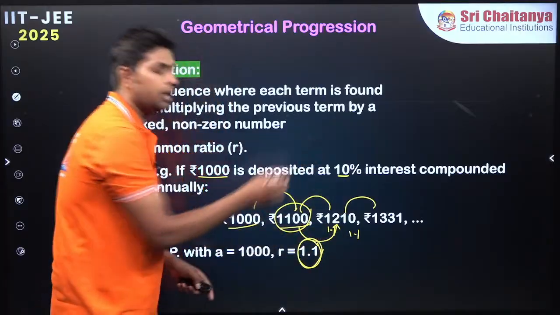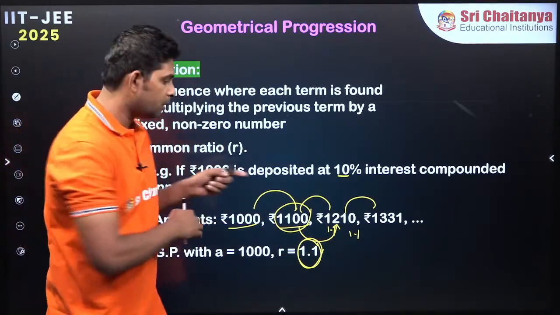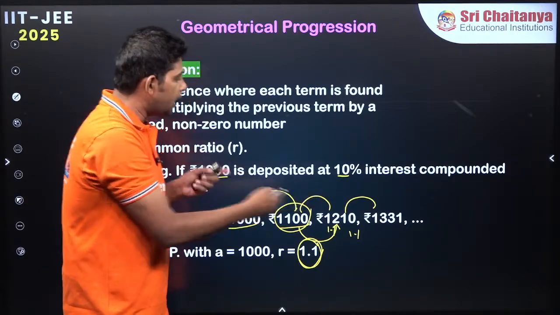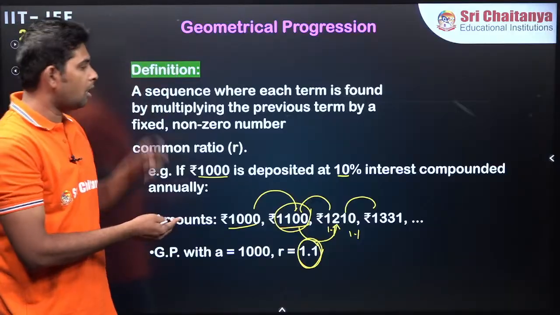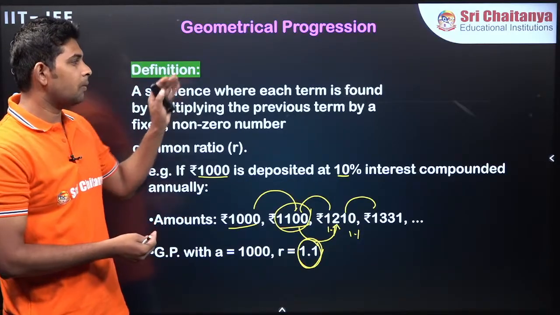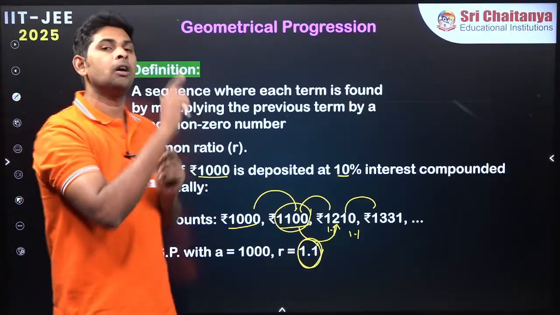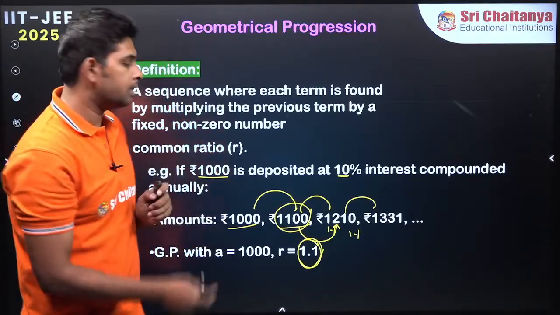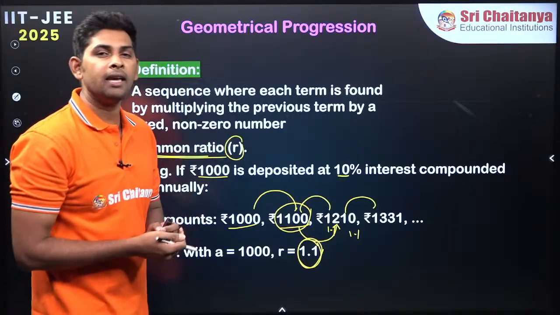Thus the ratio here is 1.1. That is called the common ratio of the numbers that we are taking. In the same way we can define this progression, which is called a geometric progression: a sequence where each term is formed by multiplying the previous term by a non-zero constant. That constant is called the common ratio, usually denoted by R.